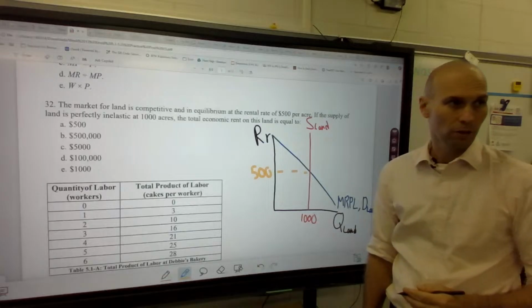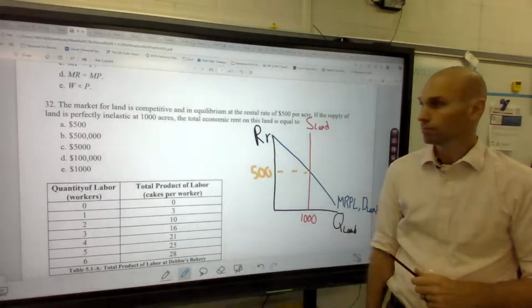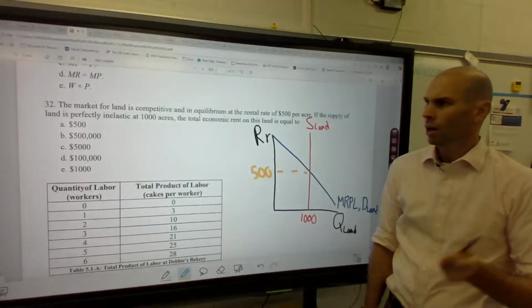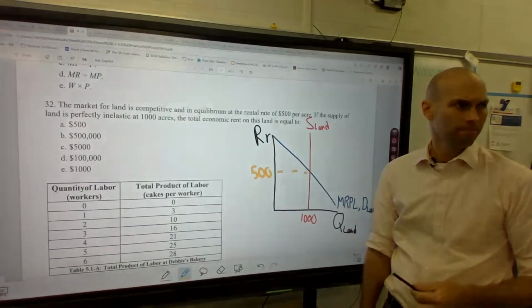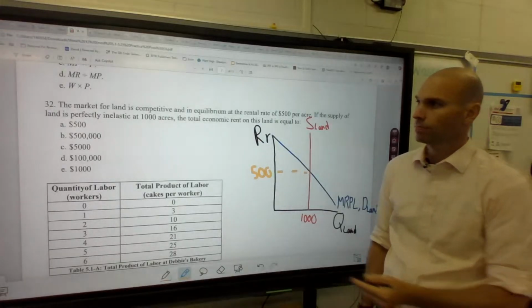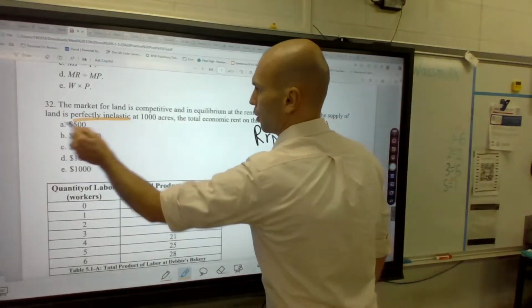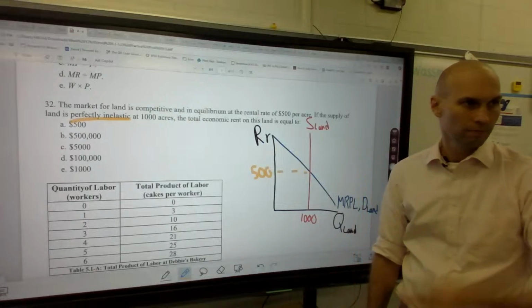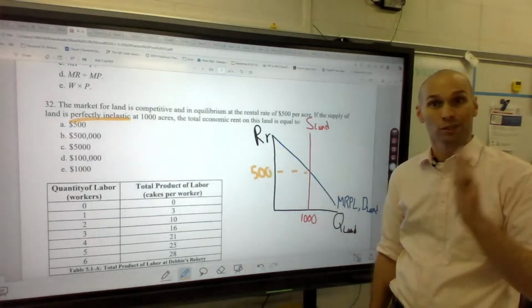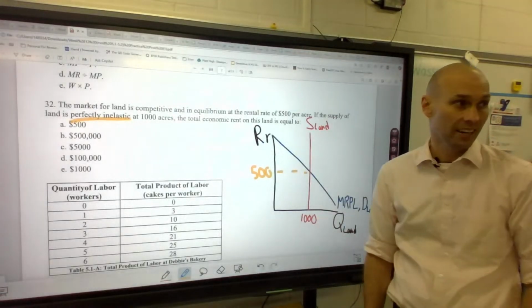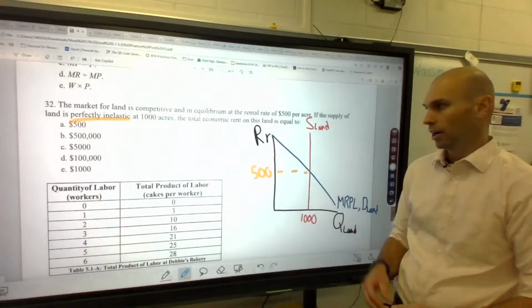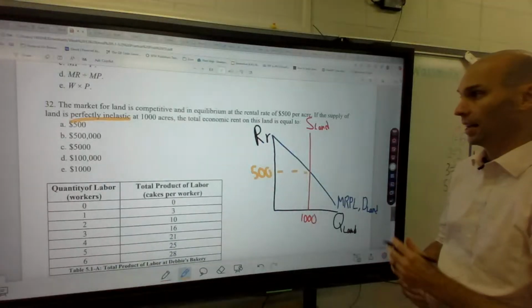Is there another graph that looks like this? Why does land look like that? It's perfectly inelastic. Inelastic starts with an I, so the curve looks like an I. You guys got it? All right, that simplifies things a lot.